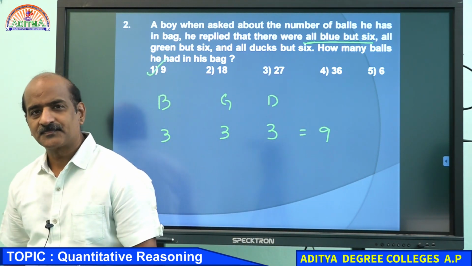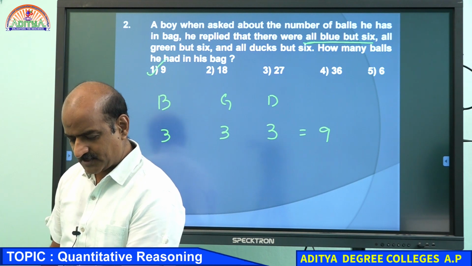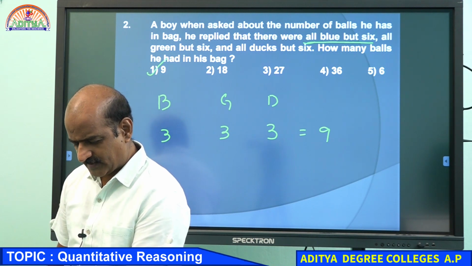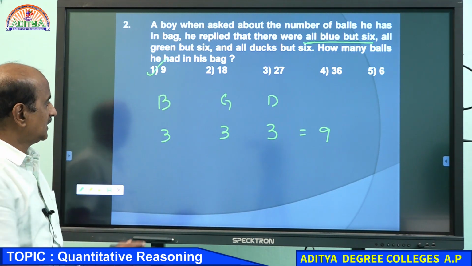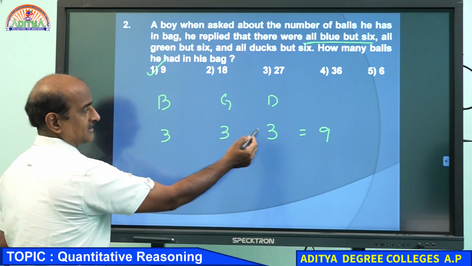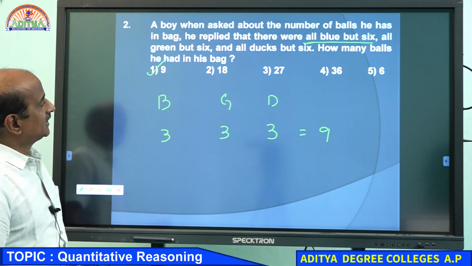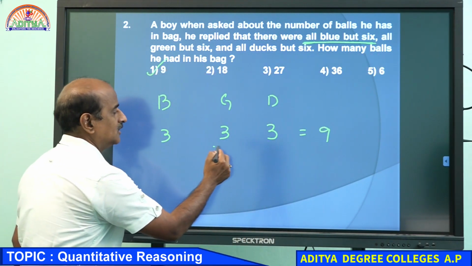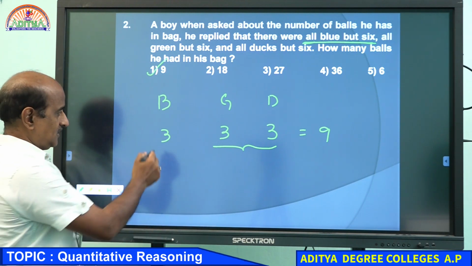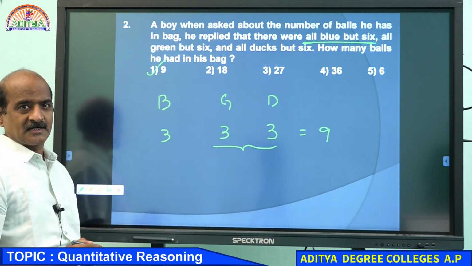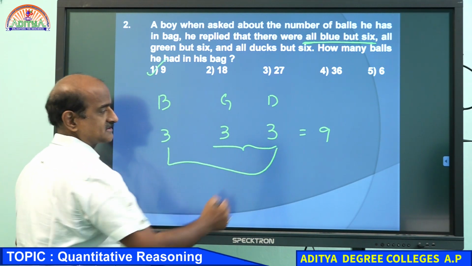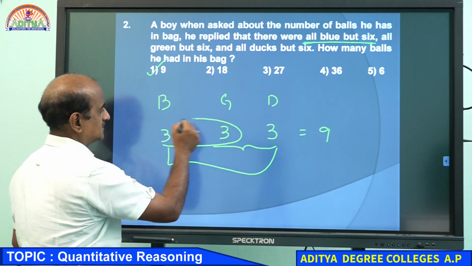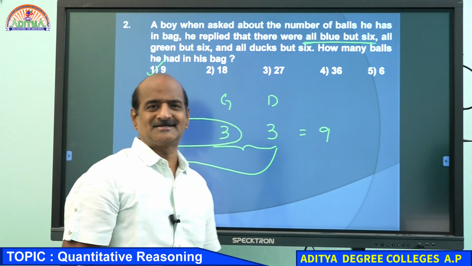Come on, student. Just make it right. Whether your statement is right or wrong, just verify that. Absolutely, that's very well done. For example, if I take 3 blue balls, 3 green and 3 ducks, just read out the statement. He replied that there were all blue but 6. If you remove the 6, all the remaining are blue. All green but 6. All ducks but 6. I hope you understand this.